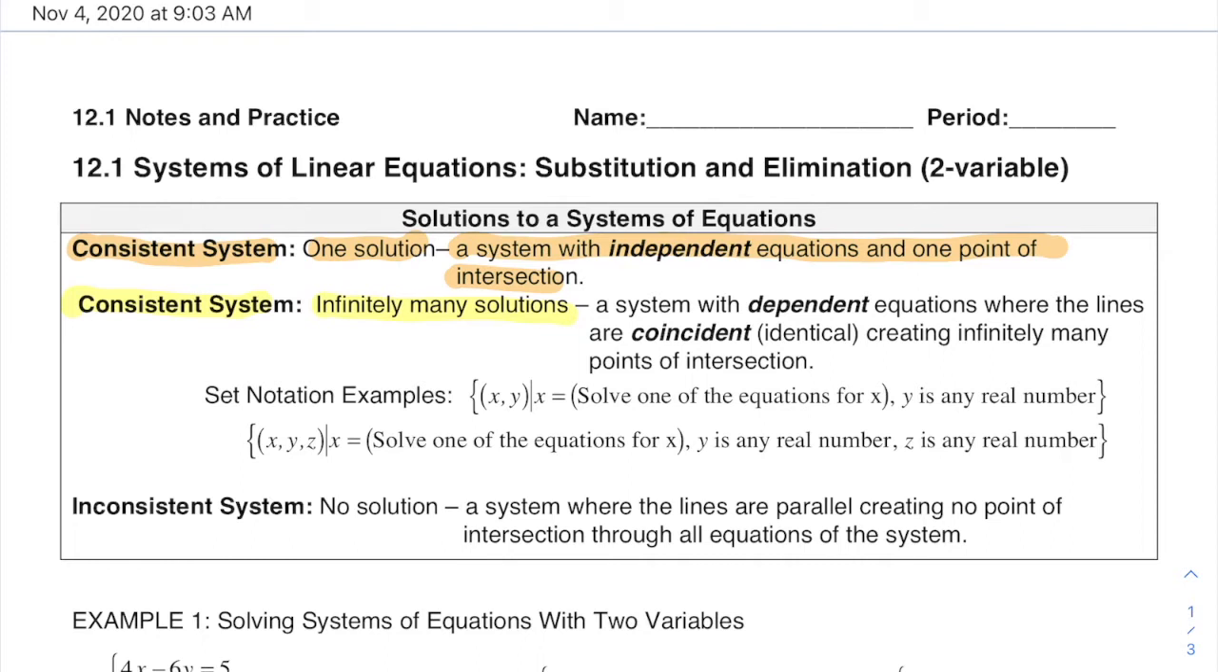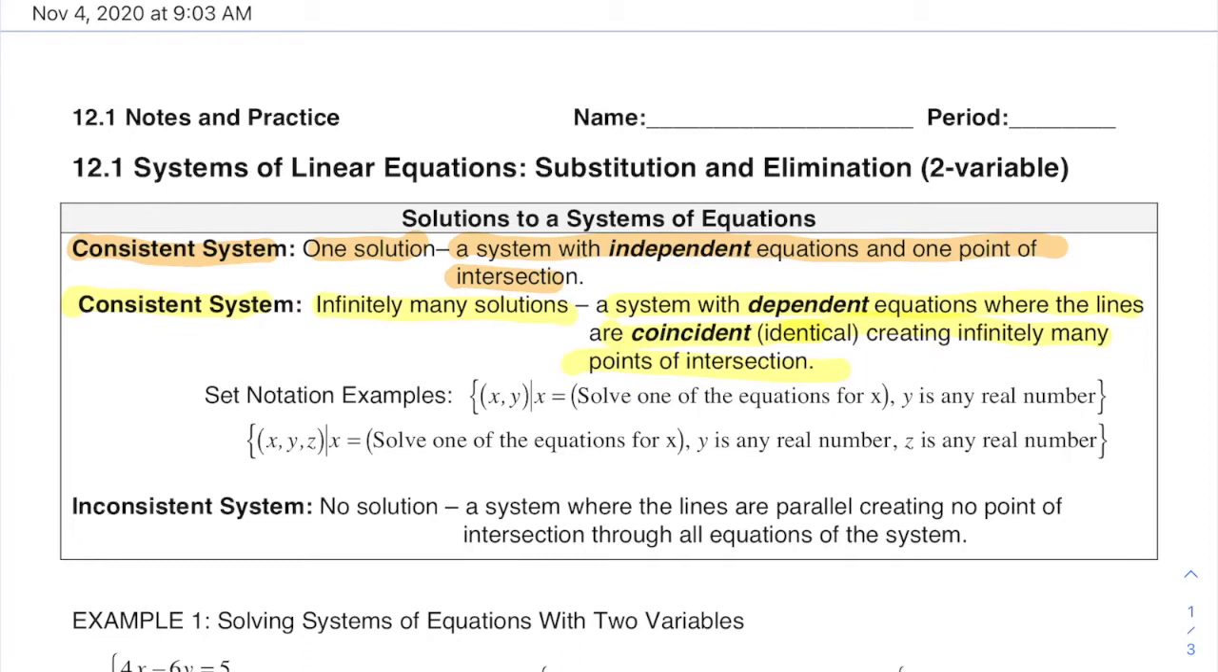Now the difference between one solution and infinitely many solutions is if, when you solve it, you get an identity, or all your variables are eliminated, then you know it's infinitely many solutions. Whereas if all the variables are eliminated and you get something that doesn't make sense, we call it inconsistent, or no solution. A system with dependent equations is where the lines are coincident, creating infinitely many points of intersection.